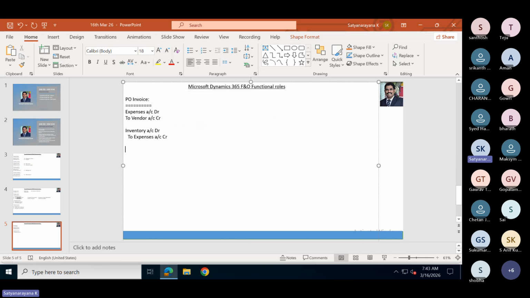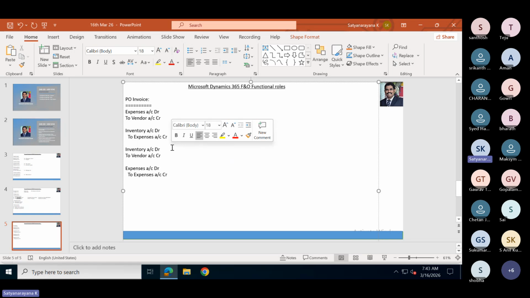So now I'm writing down, rearranging all these things in a different manner. So this expense debit will be moved downside and this is moved up. Now the entry is like this: inventory account debit to vendor account credit, expense account debit and credit 0. So now, even if it is material inventory or fixed asset, it is an asset.